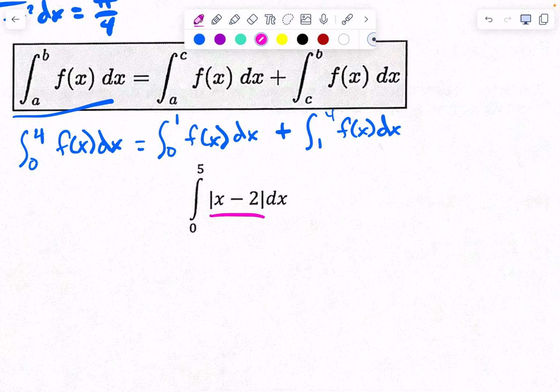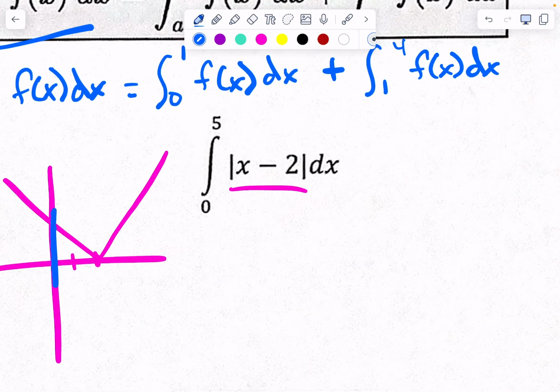Here's what it's going to look like. This absolute value function is |x minus 2|, which means it is shifted to the right 2 units. It's a V, and it goes to the right 2. I wanted to find the area from 0 to 5. I could do that using algebra if I wanted to, since it's like 2 little rectangles put together, but I don't want to do that.